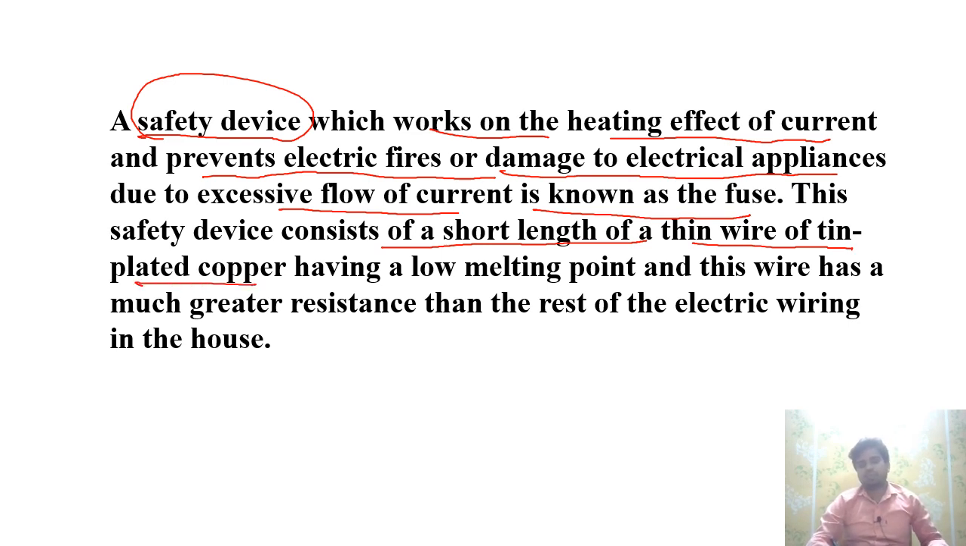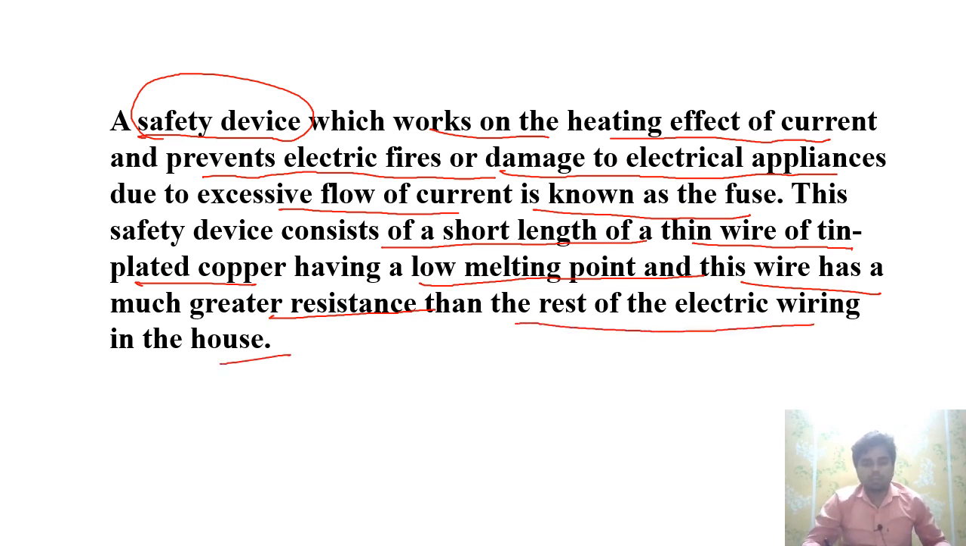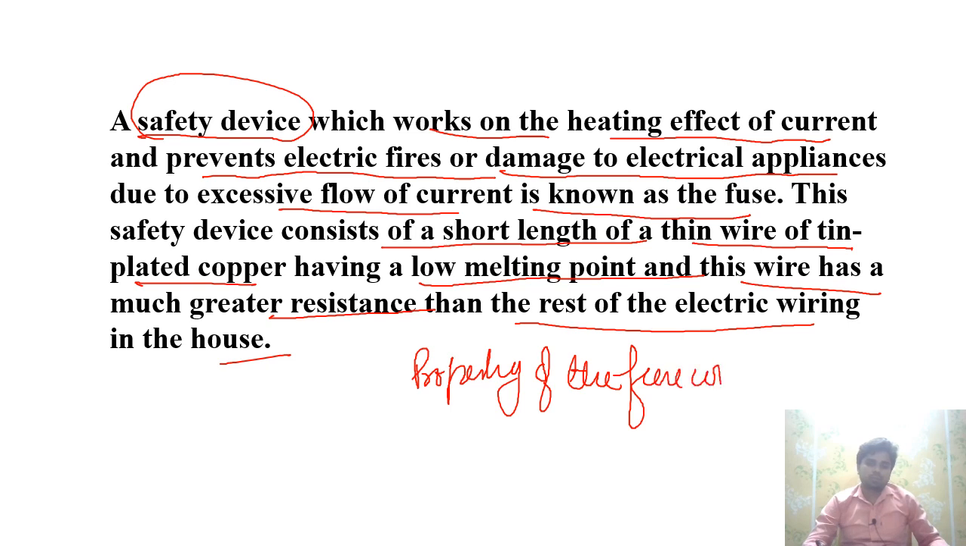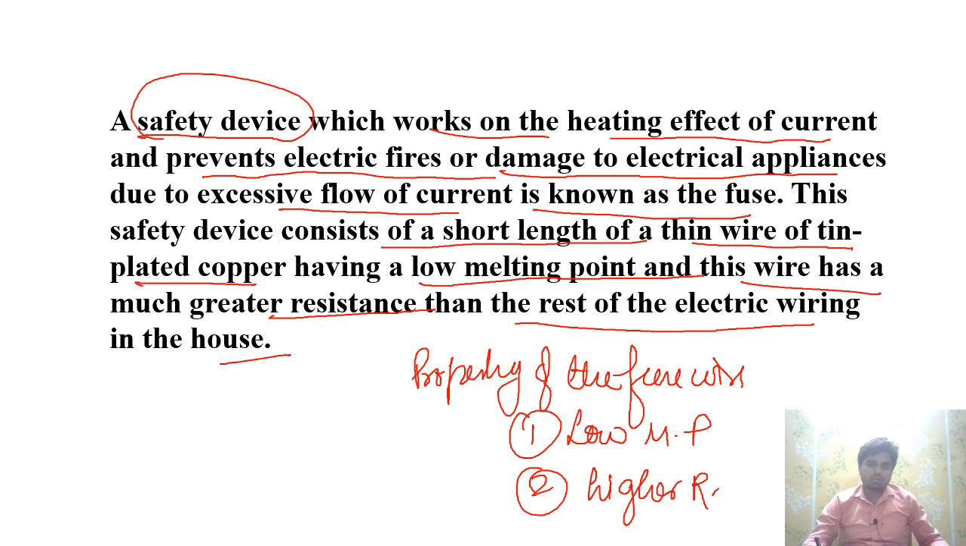It is tin plated copper having a low melting point, and this wire has much greater resistance than the rest of the electric wire in the houses. So what is the property of the fuse wire? It has a low melting point and it has higher resistance.